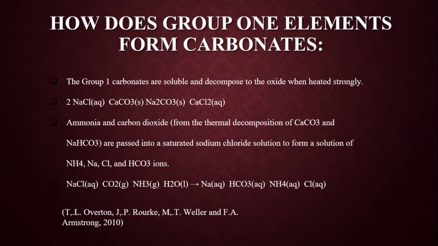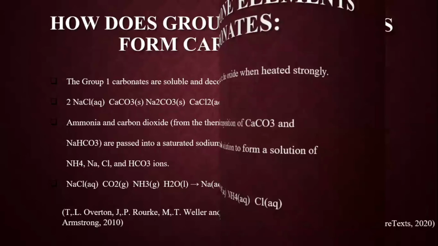Ammonia and carbon dioxide, that is from the thermal decomposition of CaCO3 and NaHCO3, are passed into a saturated sodium chloride solution to form a solution of NH4+, Na+, Cl- and HCO3- ions, which gives us the equation NaCl aqueous plus CO2 gas plus NH3 gas plus H2O liquid equals Na+ aqueous, HCO3- aqueous, NH4+ aqueous, and Cl- aqueous, where it is heated with silica to form sodium silicate, Na2O·SiO2, and then the Ca2+ ions are removed as calcium carbonate. Now, how do group 2 elements form carbonates?